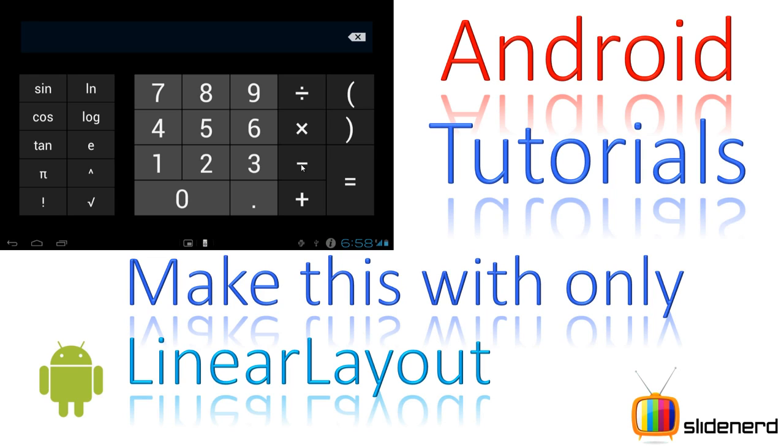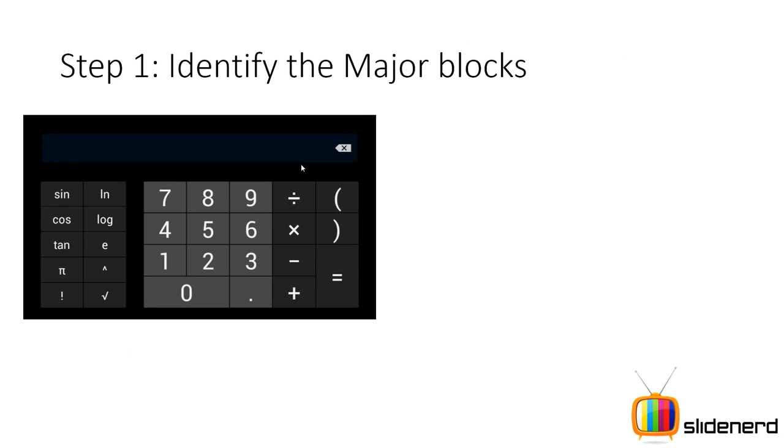So moving on, when you see this calculator, if you're a beginner, you're completely blank right now. You're wondering whether it's a horizontal linear layout or a vertical linear layout, how should I start, right? Here's my suggestion. Whenever you see something like this and you want to make it, the first thing is to identify the major blocks. That means these 8 buttons, probably 10 buttons over here, are grouped together in a nice block, right?